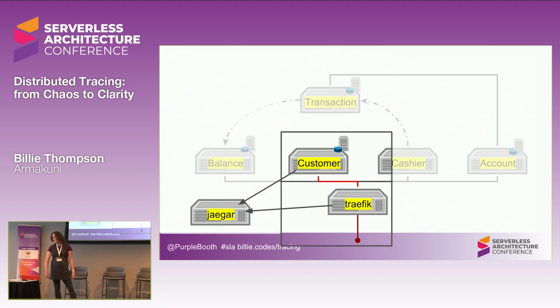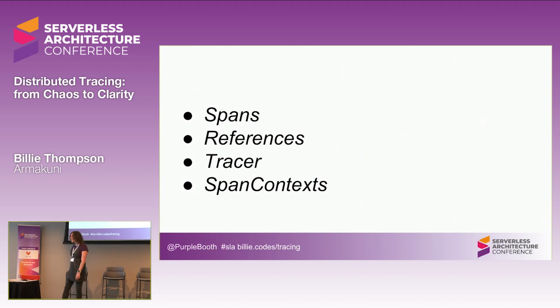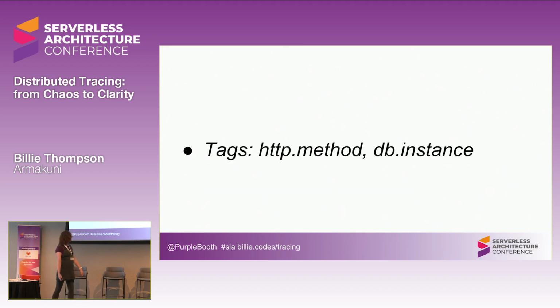And the tracer is what actually sends the data out and implements this specification, and it goes to whichever server. And finally, we have the span context. Now, span contexts are used because you can put data in spans, and the sort of data that you might want to put in a span is this. So, kind of HTTP method, if you're connecting to a database, which database you're connecting to.